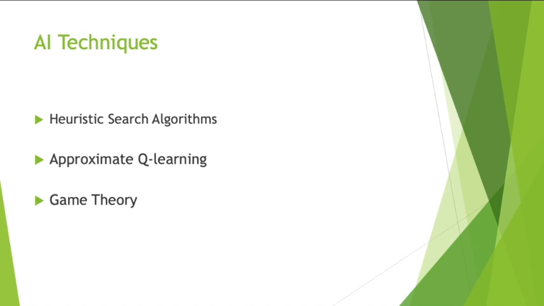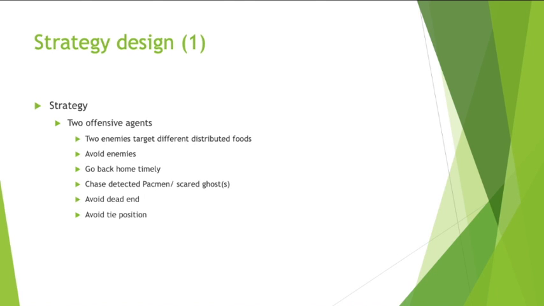In the final version, we use a strategy of combining approximate Q-learning, a heuristic search algorithm, and game theory. We created a lot of new features and balanced the weights. And we use the heuristic search algorithm and game theory to avoid tight position.